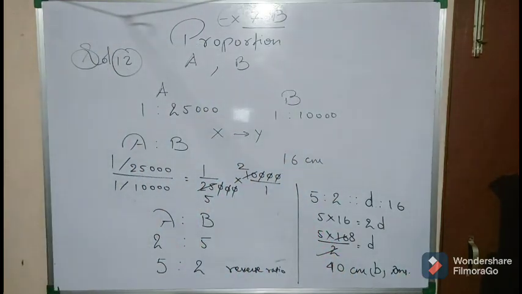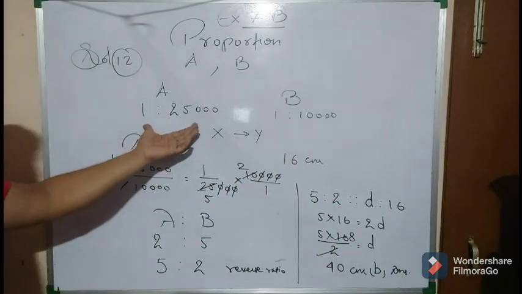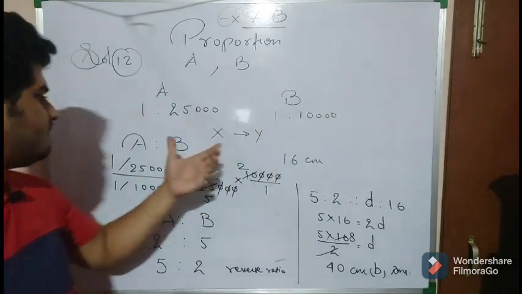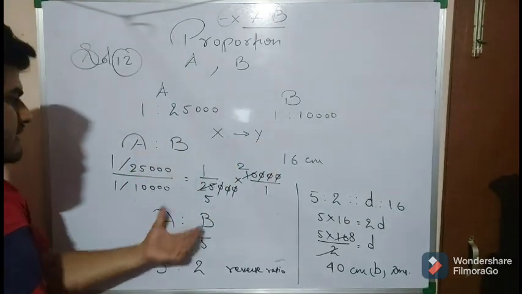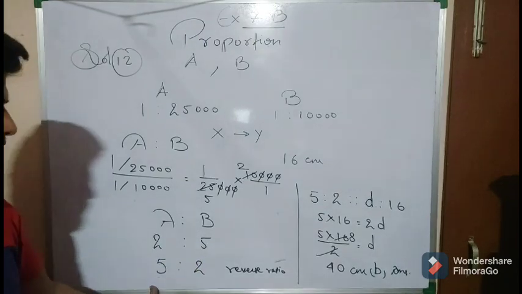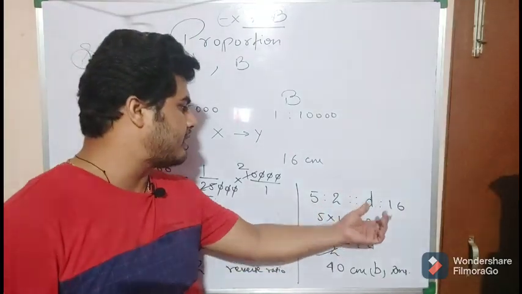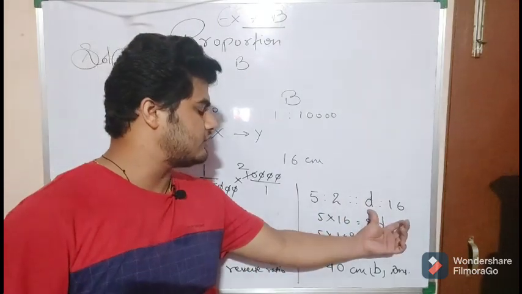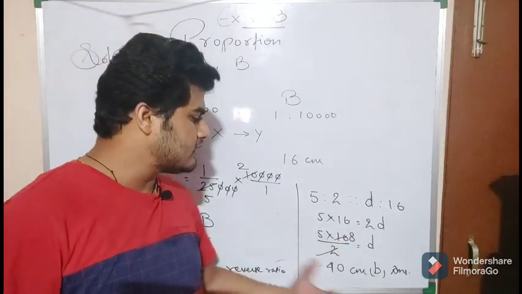So that was a tricky one. There was a scale on A, then a scale on B. We found the ratio of the two scales, that is 2:5. Then we reverse the ratio. And then we compared it with the value of the length of the distance taken, and we get the answer.